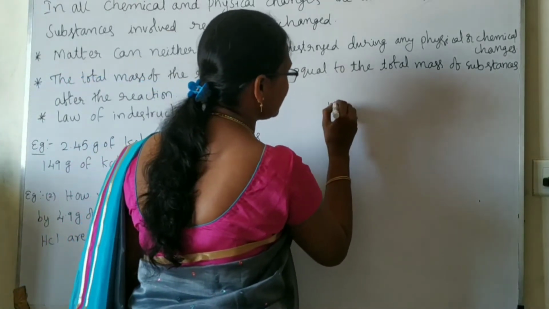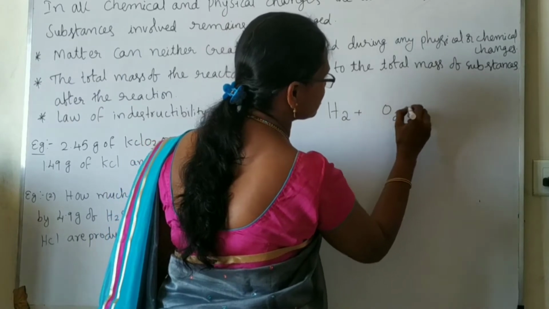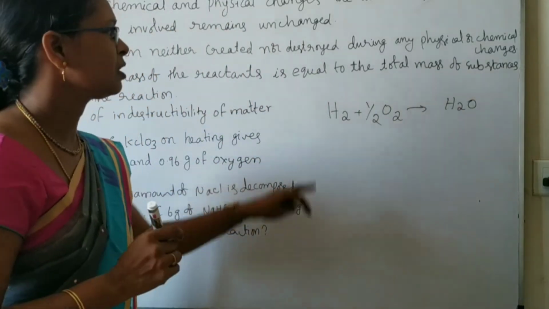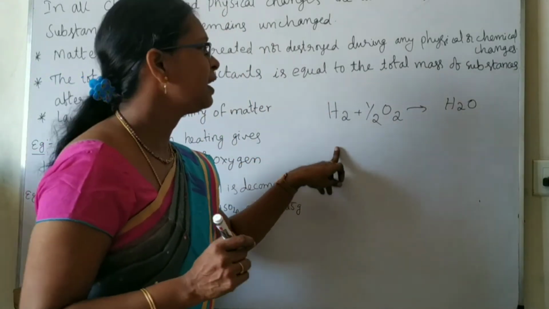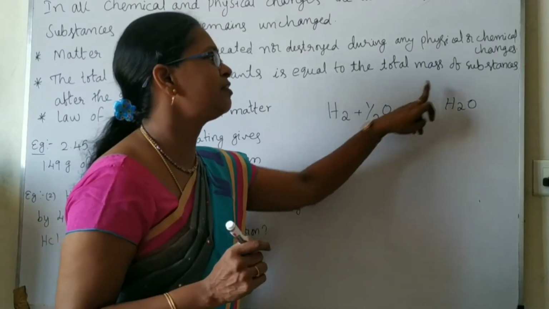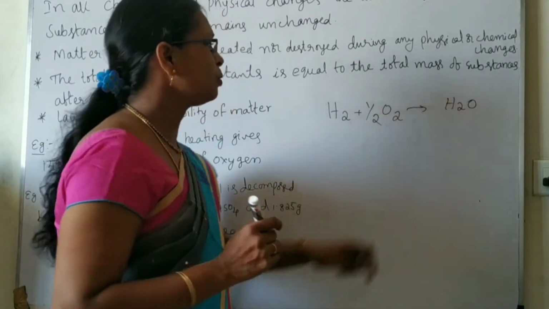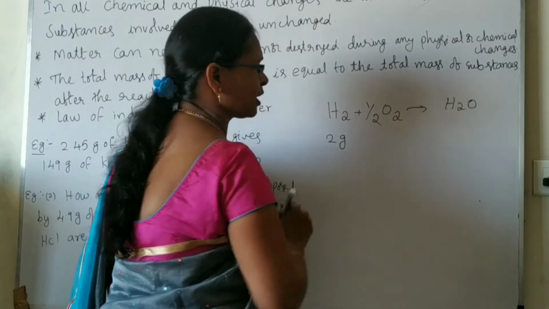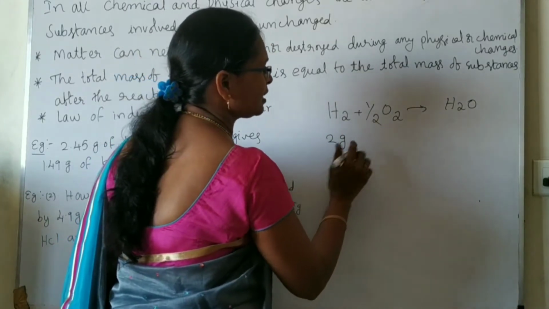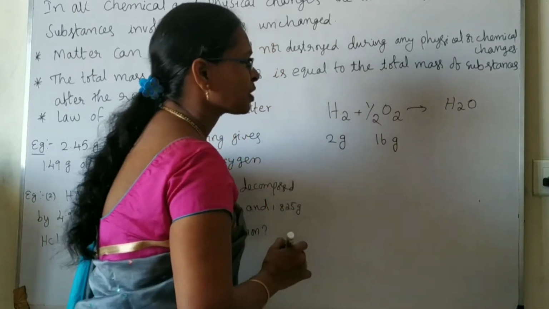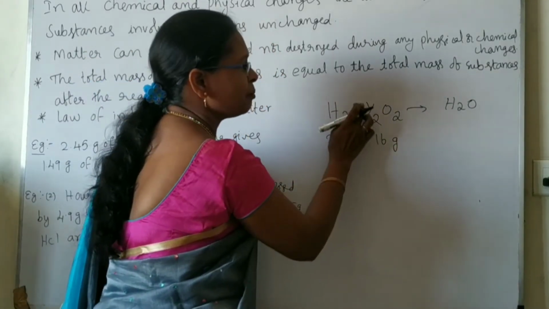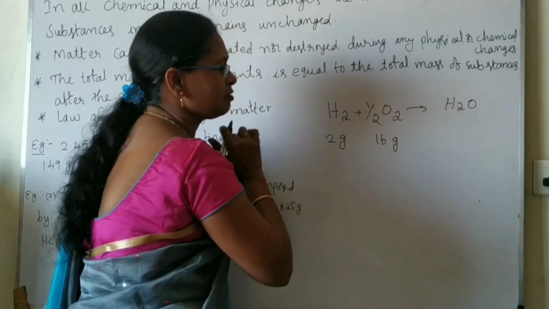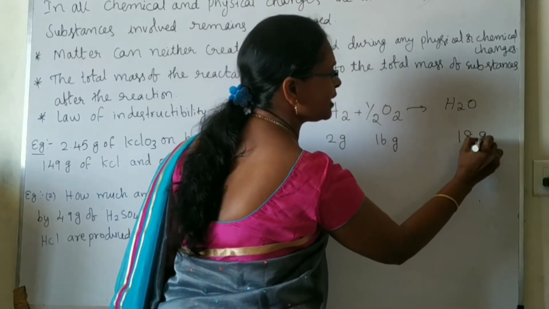For example, here I am taking hydrogen reacting with oxygen, forming a water molecule. Okay. So to balance this, I am using a half. So 1 mole of hydrogen reacts with half a mole of oxygen, giving a water molecule. Now according to the atomic mass, hydrogen is 2 grams. 2 grams of hydrogen is reacting with 16 grams of oxygen. Why did I write 16 grams of oxygen? Because here the half and the 2 will cancel, only the single oxygen atom will be there. So 16 grams, and in total it is giving us 18 grams.